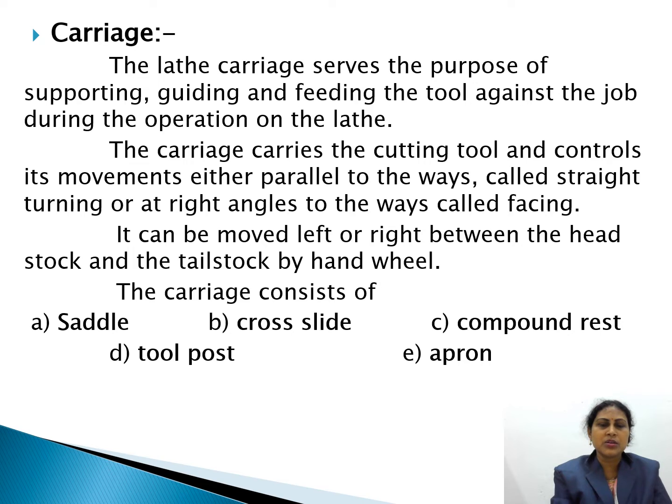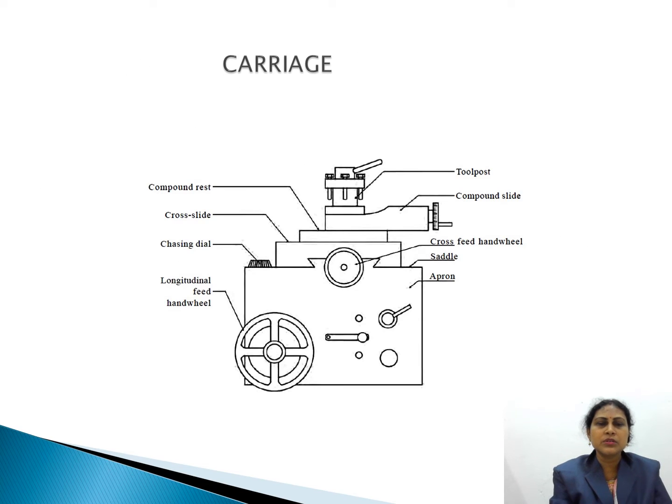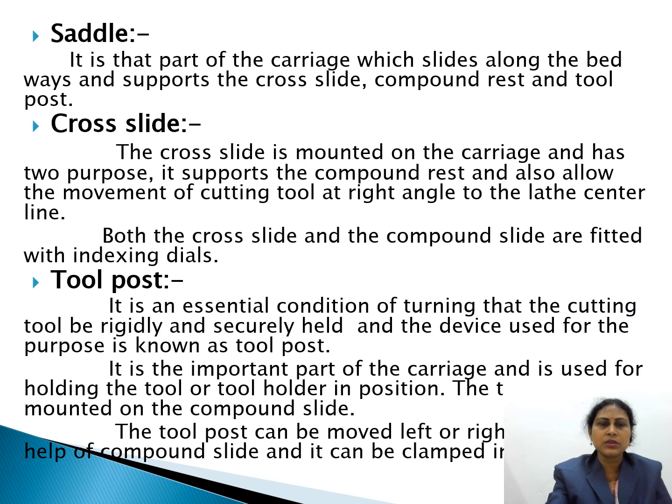The carriage consists of different components like the saddle, cross slide, compound rest, tool post, compound slide, handwheels, and apron. These are the figures of the carriage.